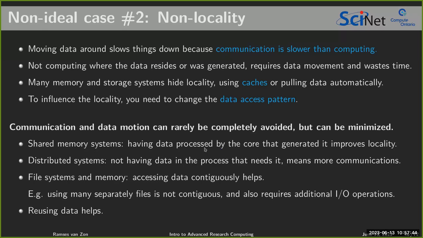On shared memory systems, you want your data to be processed by the core that generated it, because it actually turns out that shared memory systems have some form of locality. If it's a distributed system, you want to have the data on the node that's going to use it. If you're on a file system, or even if you're accessing memory, if you're jumping around with different files that are from different parts of the spinning disks in the backend, you violate this locality principle as well, and things can be slower.